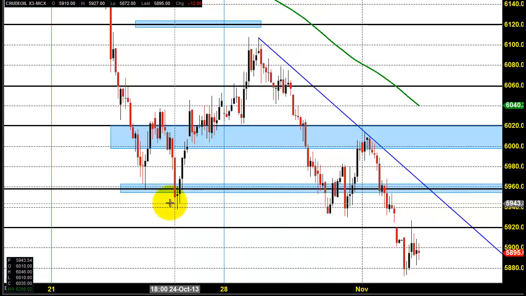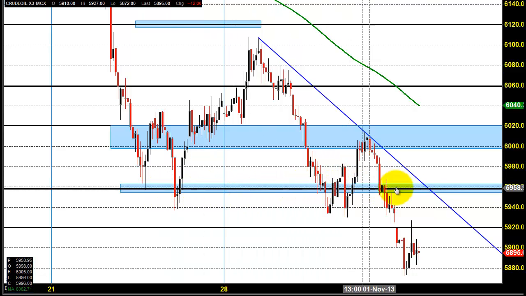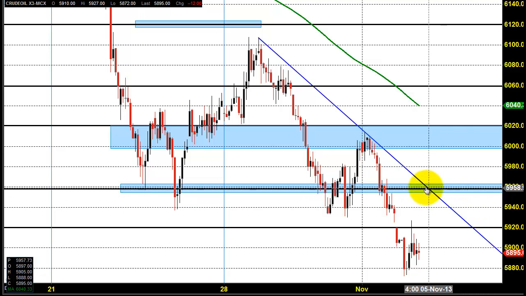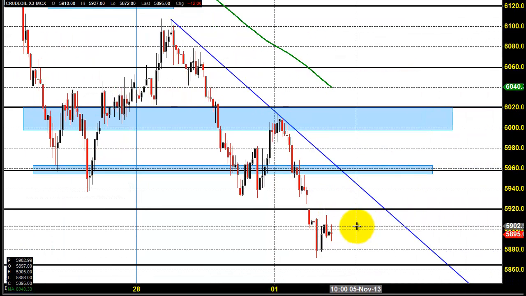So we should identify, and we had identified, and I had marked this with a blue color box. This is the key zone which we will be targeting. So now you got my point. Till 5960 you can expect the market to stay in a downtrend.